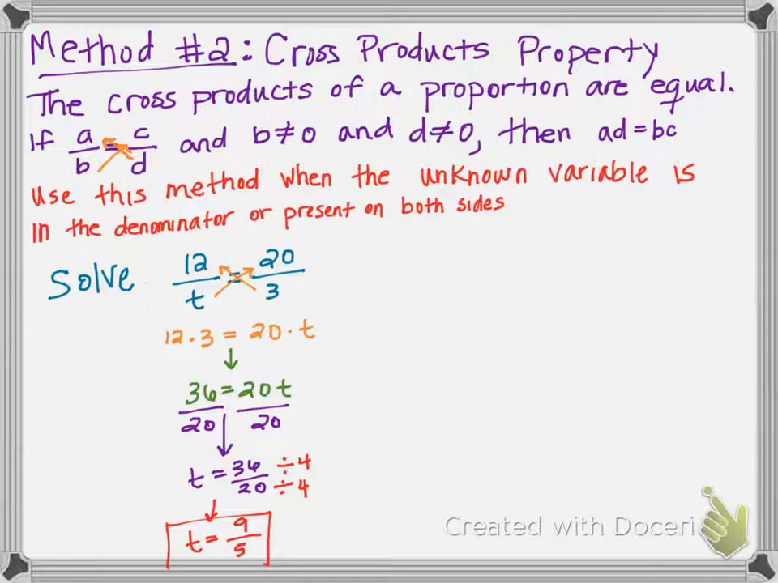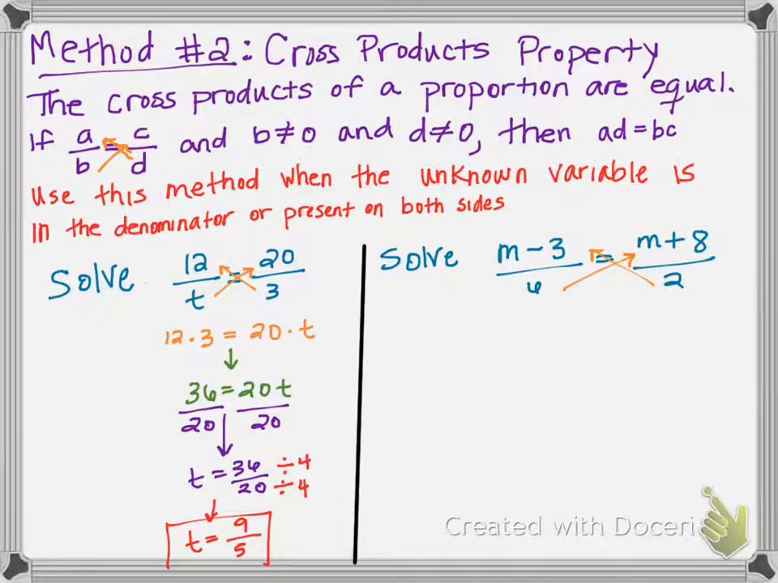You don't have to worry about putting it in decimal form. Fraction form, even though it's an improper fraction, is perfectly acceptable. Now let's look at a second example. So this one has m minus 3 over 6 is equal to m plus 8 divided by 2. Here, the variables are not in the denominator, but the second criteria was if it's present on both sides. So notice there's an m on the left and there's an m on the right.